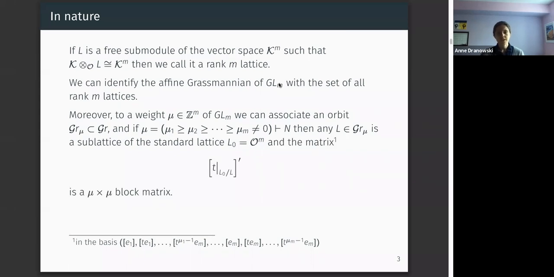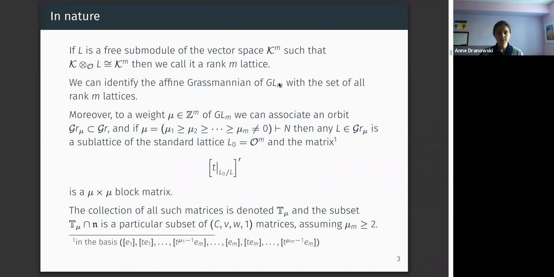And so we can look at the action of T on the quotient of L0 by L. And in some preferred basis, this matrix is going to be a nice looking block matrix with blocks of sizes given by our partition mu. The collection of all such matrices will denote T sub mu. And the subset of upper triangular mu by mu block matrices like this is a particular subset of those C, V, W, 1 matrices from the earlier slide, assuming that that last block is at least size 2.